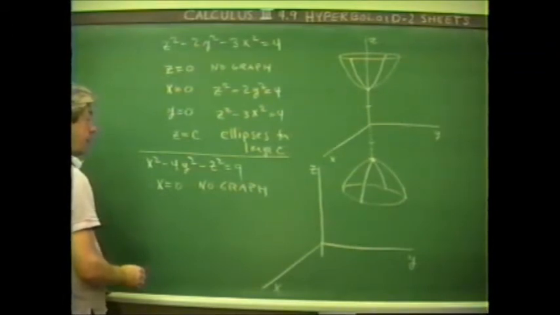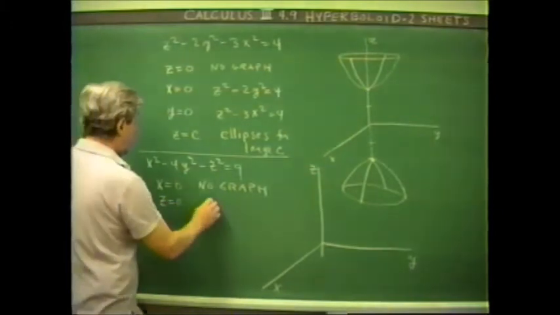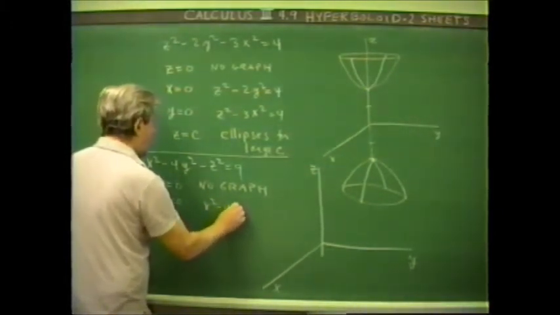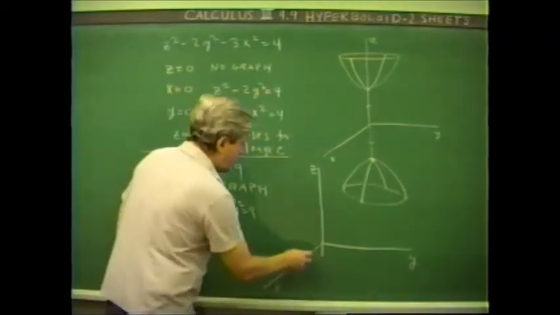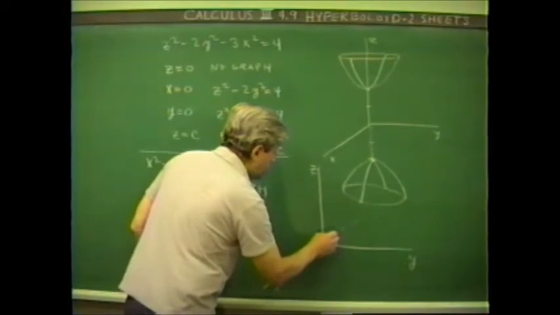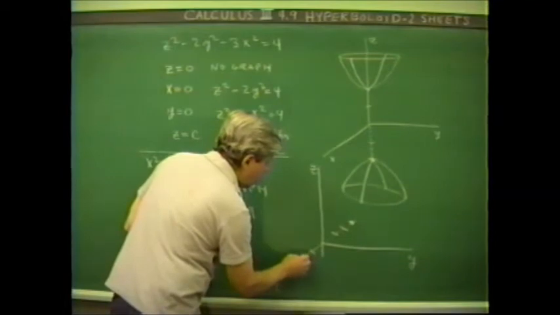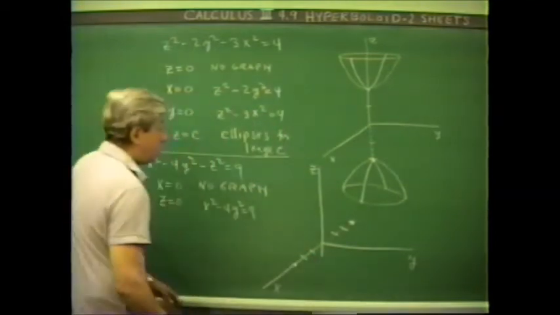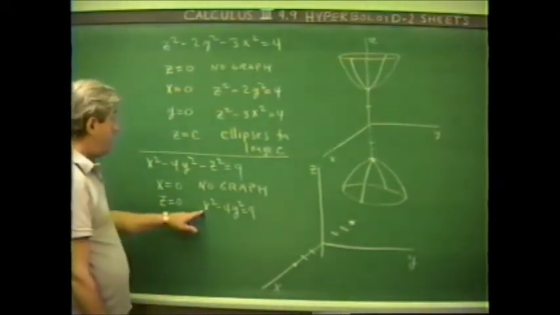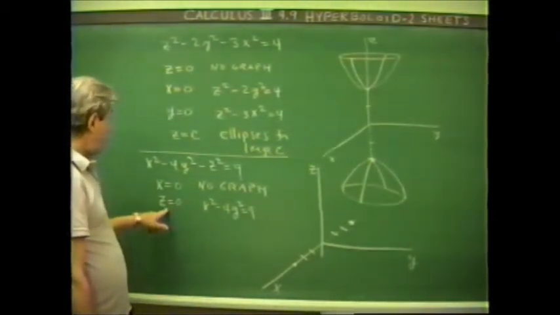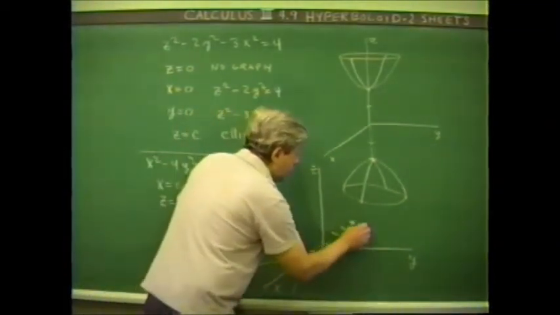Let's take a look at when z is equal to 0. When z is equal to 0, we're looking at x squared minus 4y squared is equal to 9. Well, if we also look at y equals 0, we get x is plus or minus 3. So here are 2 points on the graph, at minus 3 and at 3. And the graph is a hyperbola in the xy plane and opens like this, and back here like this.